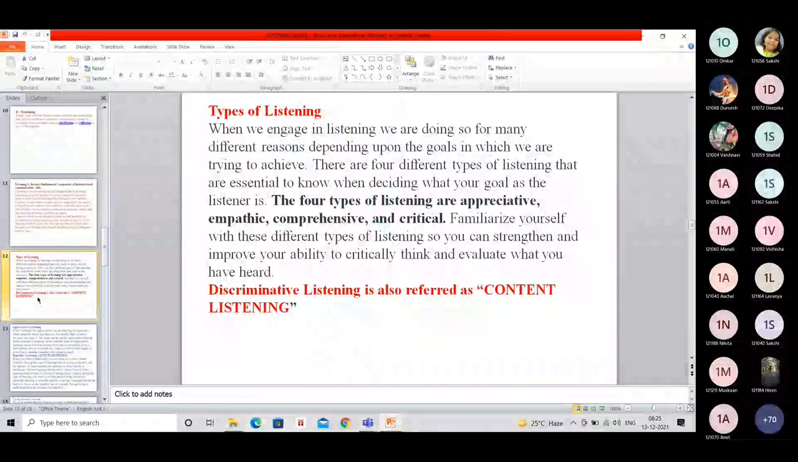Oh, is it? So it'll be a revision for B division children. That means I've completed this only in B division. Okay. So now we'll discuss the types of listening.